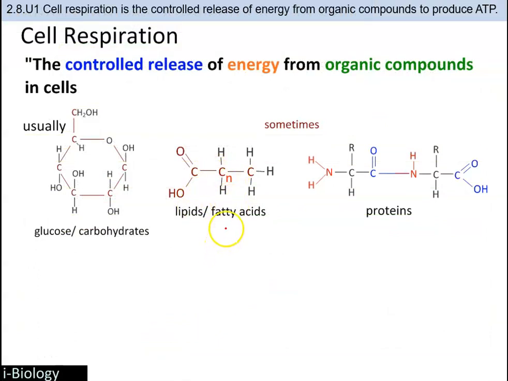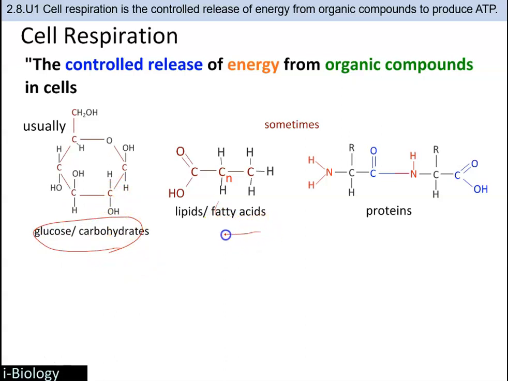So what is the cellular respiration? This is an obvious and simple way of showing that it is the controlled release of energy from organic compounds. Yes. What are those organic compounds? Organic compounds might be carbohydrates.